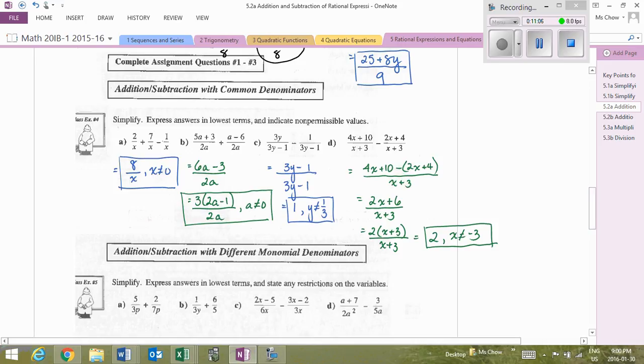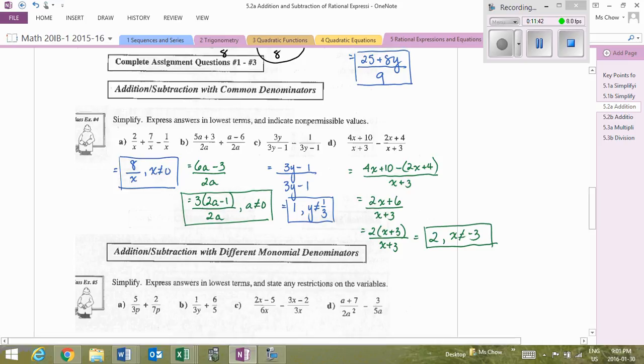So I've combined those numerators. 2 plus 7 minus 1 is 8, and that's over x, and the denominator cannot equal 0, so x cannot equal 0. In this particular case, combining, I've got 6a minus 3 over 2a. I can think ahead and say, oh, there's a common factor of 3, but that's not actually going to help me at all. And so I could leave it as 6a minus 3 over 2a, perfectly acceptable, provided that you state the non-permissible value, a cannot equal 0, or you can leave it factored as well.